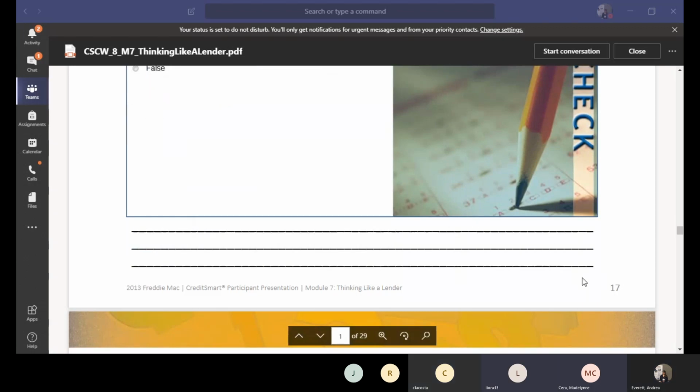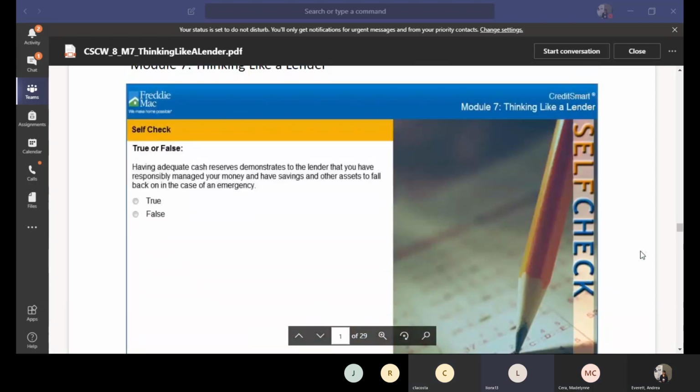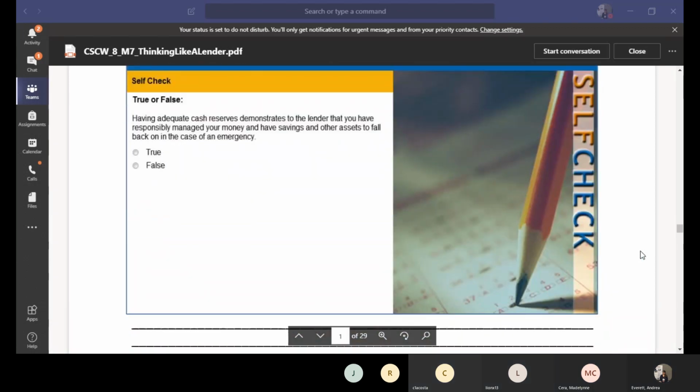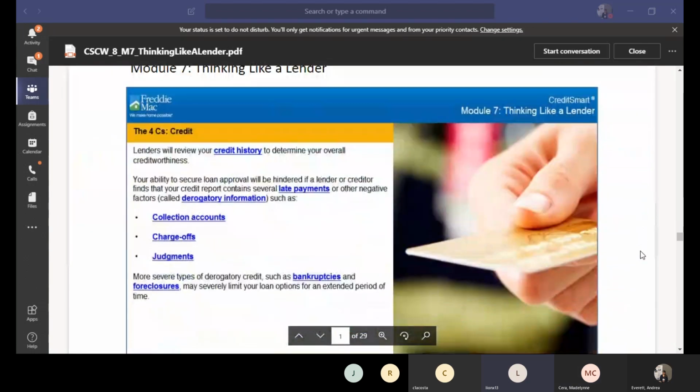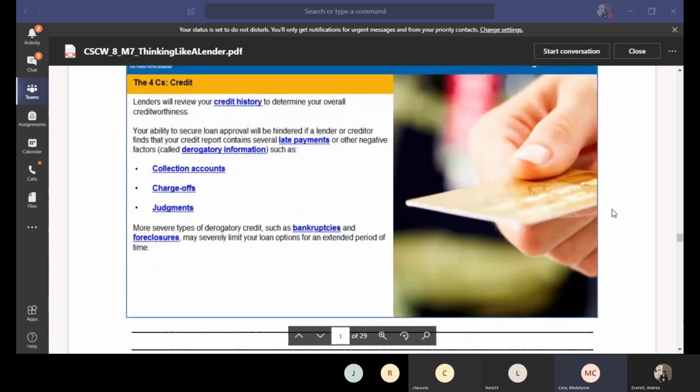Would an emergency like the coronavirus be one? Yes. Like you don't have a continuous income? Yes. That's a very big emergency. So if you have cash reserves, you're going to be able to survive. And once we get out of this, the banks are going to see that you're handling your money very well. So they're more lenient towards you.